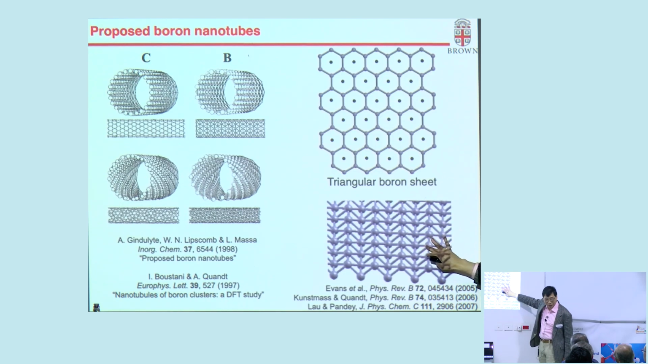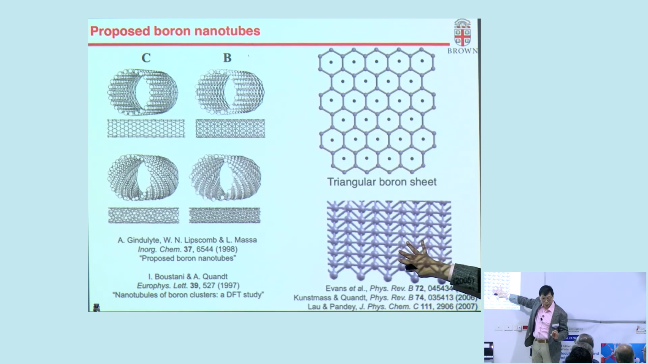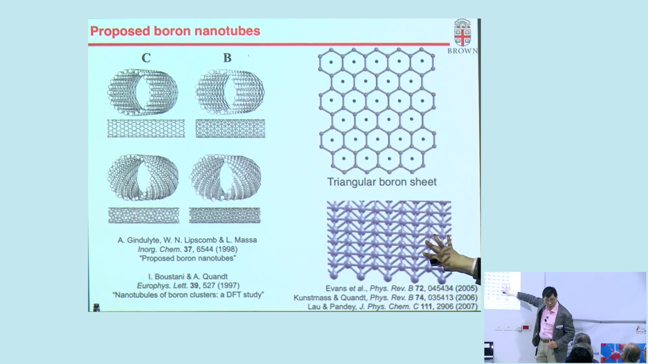So this is the origin, right? If you have a triangular lattice, it's electron rich. It's actually not stable. So this is the triangular lattice. It's not stable because it's electron rich.